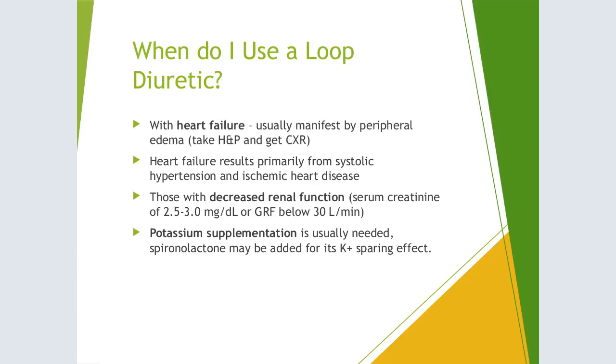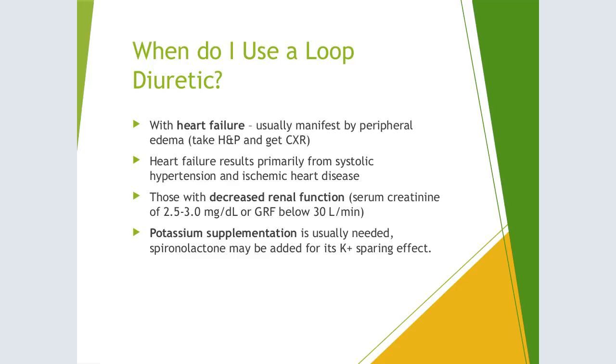When to use a loop diuretic? With heart failure, you usually see this peripheral edema. Obviously, get the good HPI, get the chest X-ray, lab work, etc. But you definitely want to use that loop diuretic, start with that Lasix or Bumex, depending on what the history dictates. Heart failure is usually a result of systolic hypertension and ischemic heart disease.